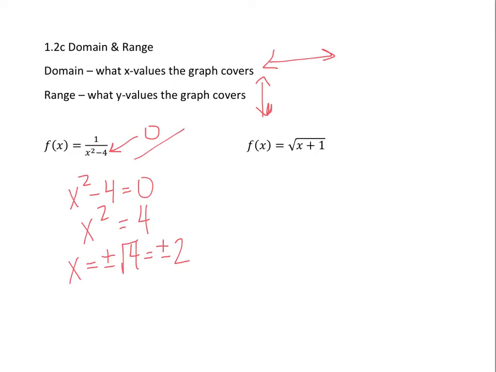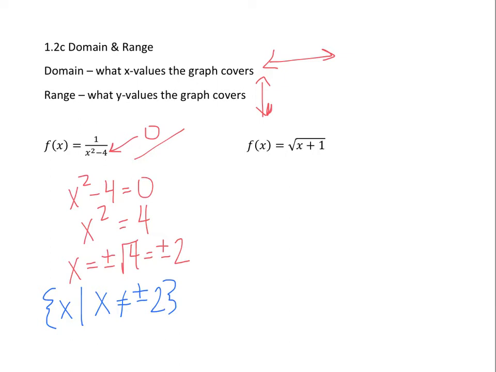The way I list this, there's a few different ways to list it. In fancy brackets, we say all values of x such that x does not equal positive negative 2. Okay, that vertical bar is "such that." So x such that x does not equal plus or minus 2.